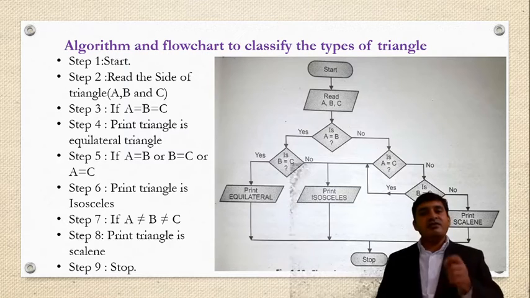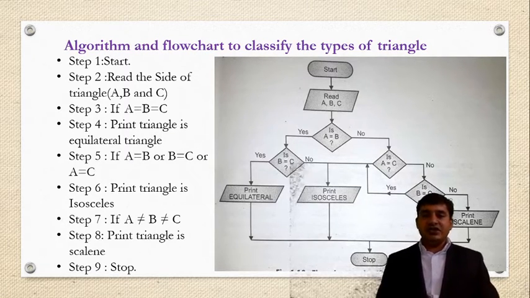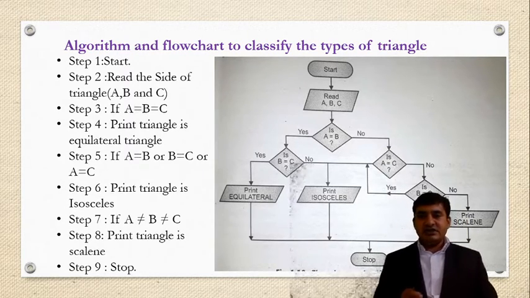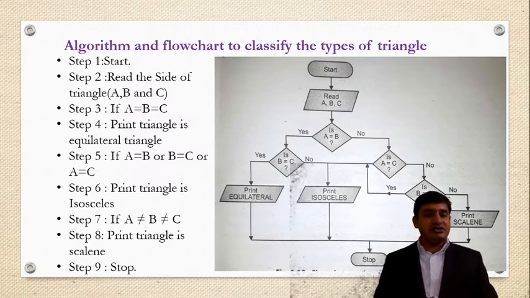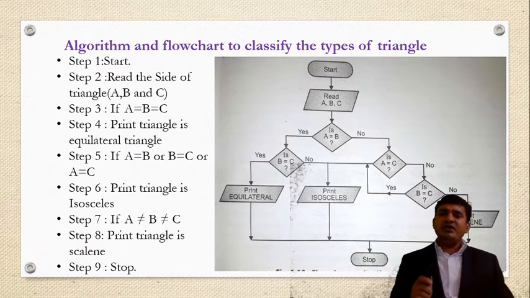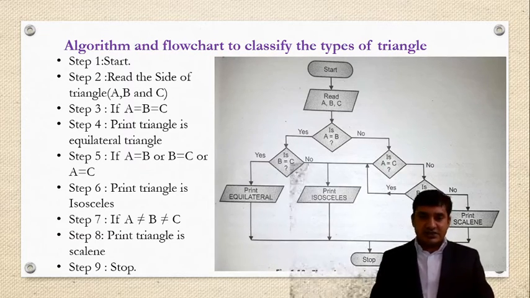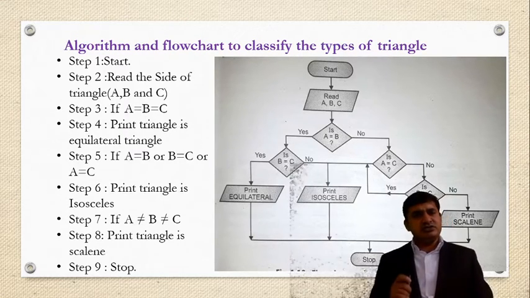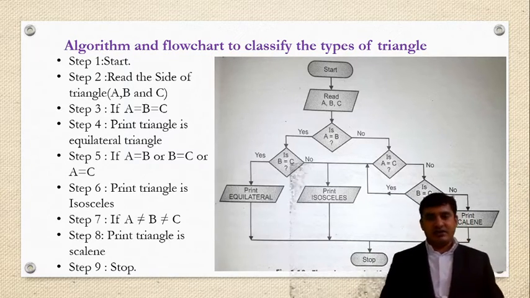Flowchart. First is start, then read A, B, C, that is the three sides of a triangle. Is A equal to B? Okay, this is a condition. We have to check this condition. When this condition is true, that is yes, check the second condition. Is B equal to C? Yes. Then print the triangle is an equilateral triangle.